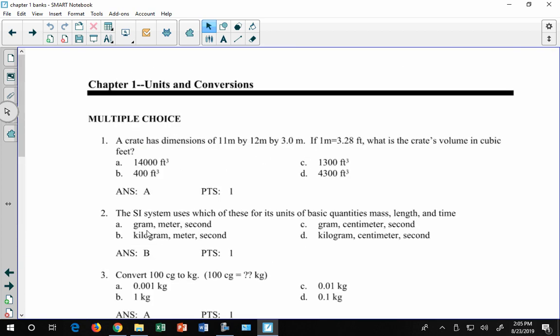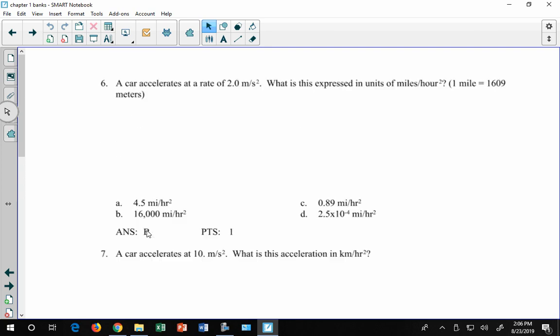I just posted this on Moodle. You need to know your units and conversions. We did some of this today. On the exam, you'll definitely have units and conversions that are squared or are cubed. So you'll need to know how to handle those sorts of things.